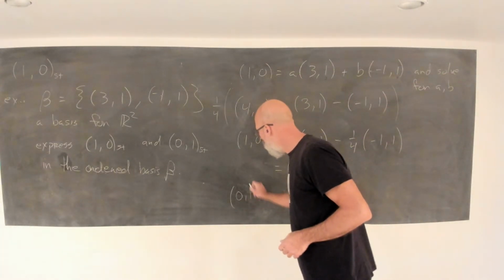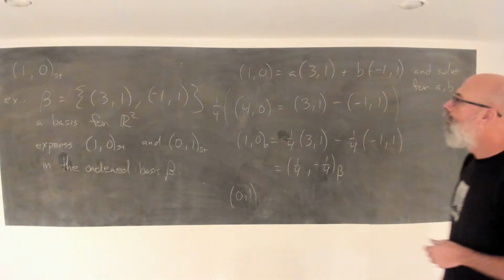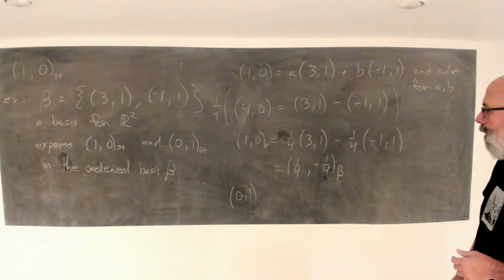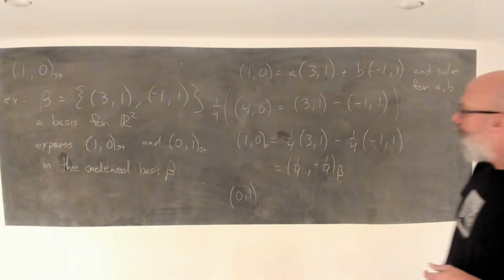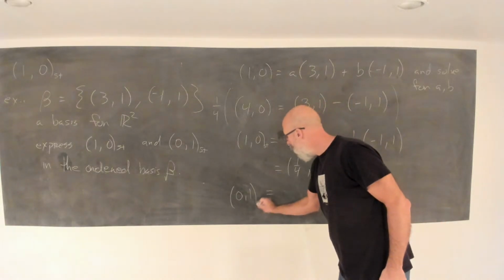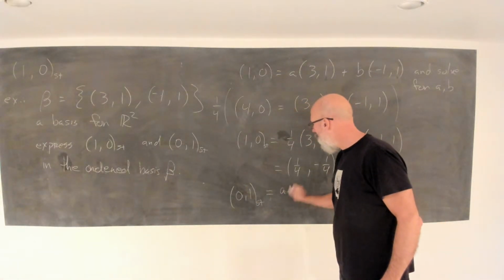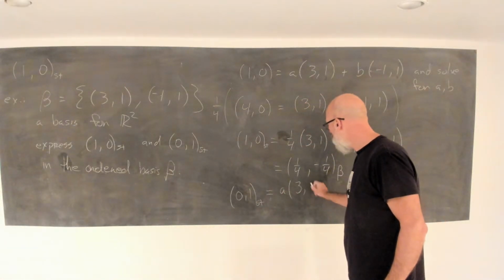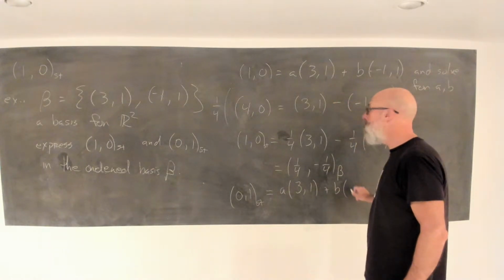Similarly, for (0, 1), can we write it as A times the first basis element plus B times the second?